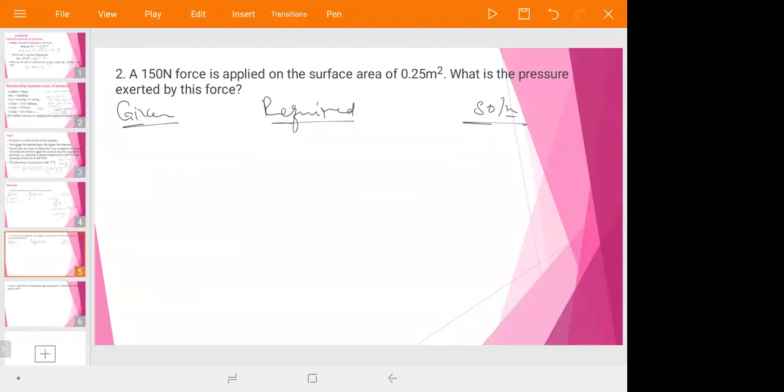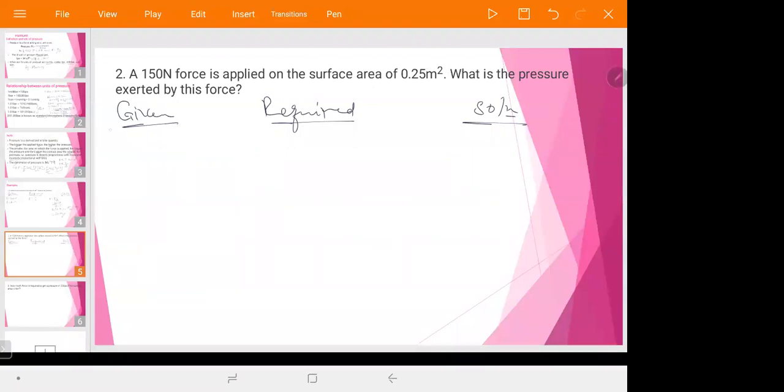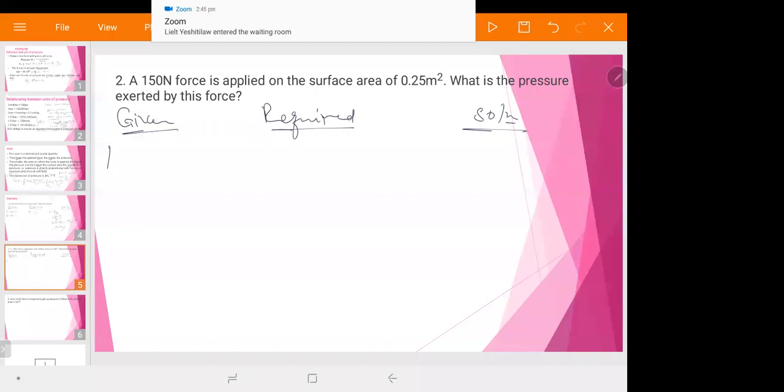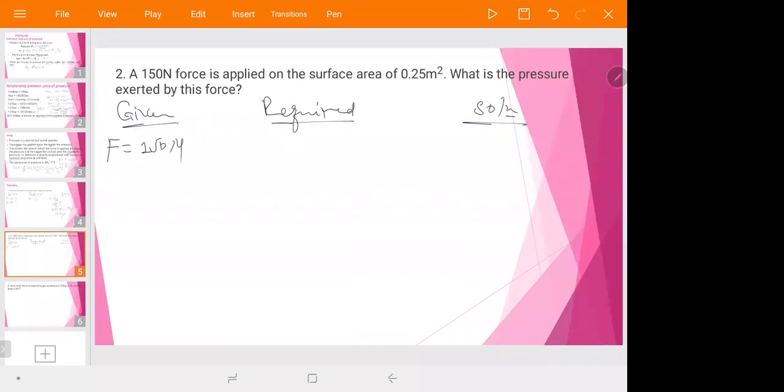Okay, what is given for you? I think you do have force. Force how many? 150 Newton. And what about the area? Area is equal to 0.25 meter square. The required one is pressure again. Pressure is equal to force over surface area.